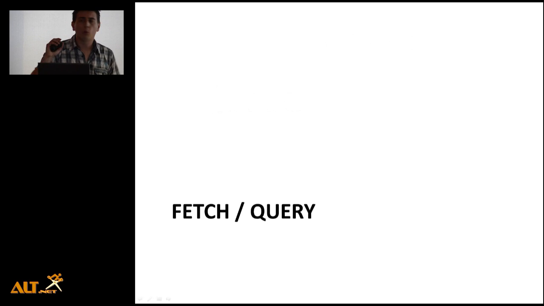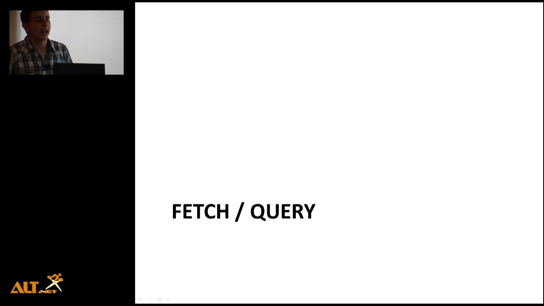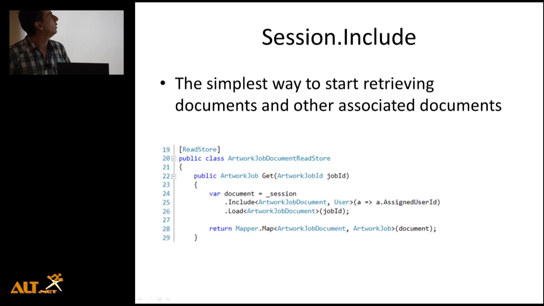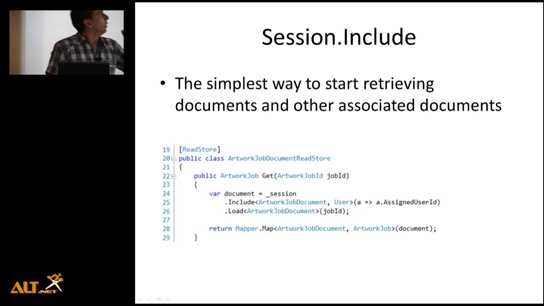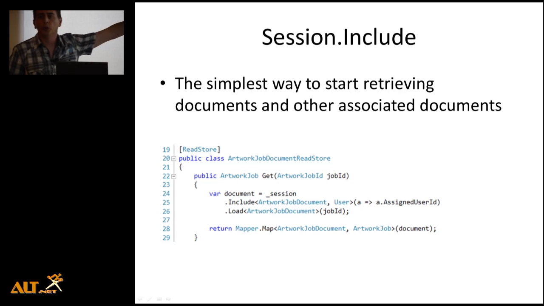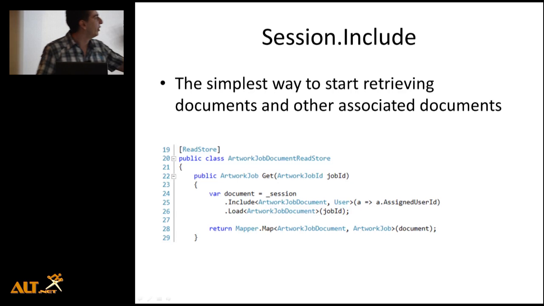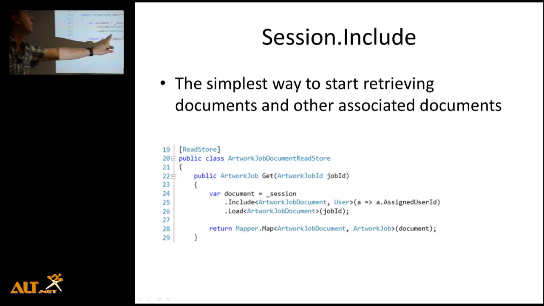So how do we do our regular fetching and querying straight out of Raven using it like an ORM? I already showed you the load. The first thing I want to touch on is include. This is the equivalent of joins, but much better. So forget about joins. So we saw before session.load. Well, this is the document we're loading. In this case, it's a job document.